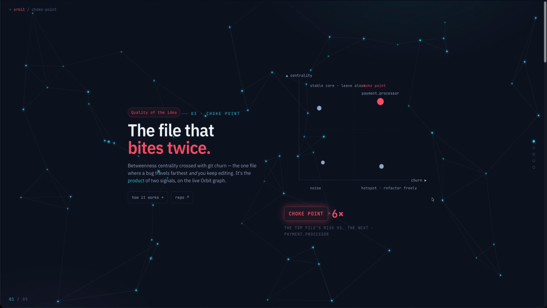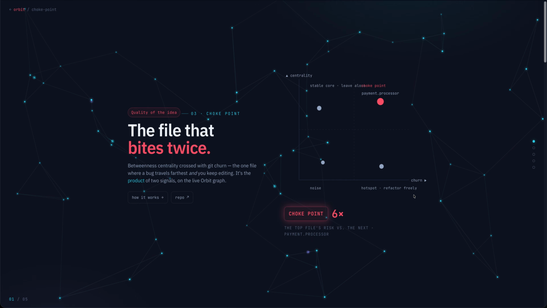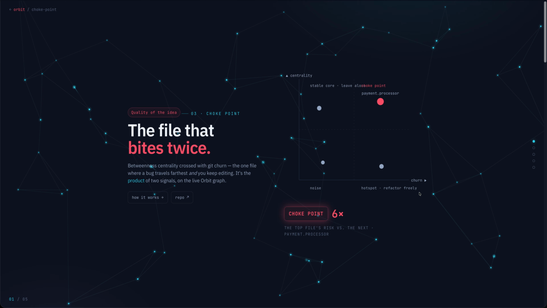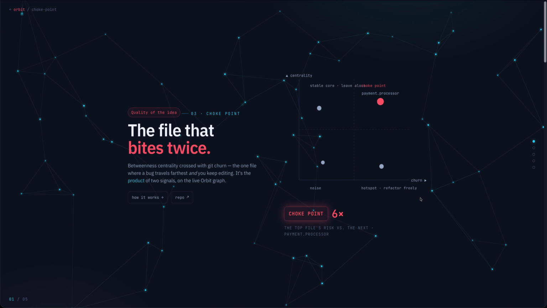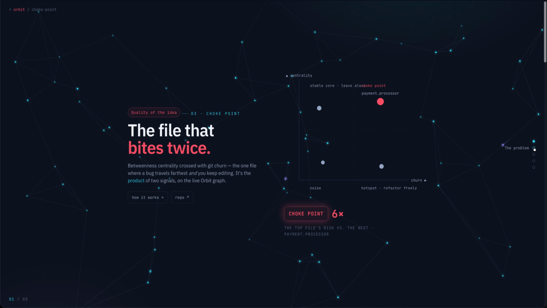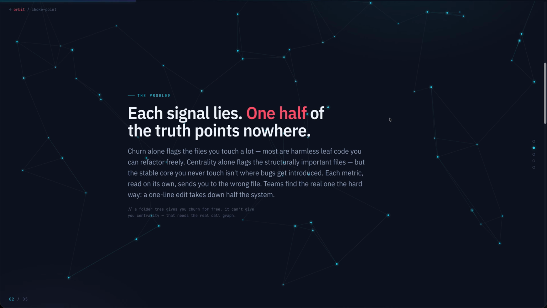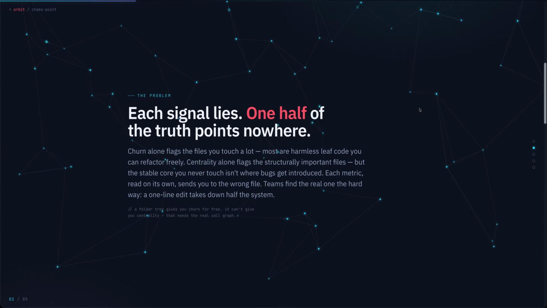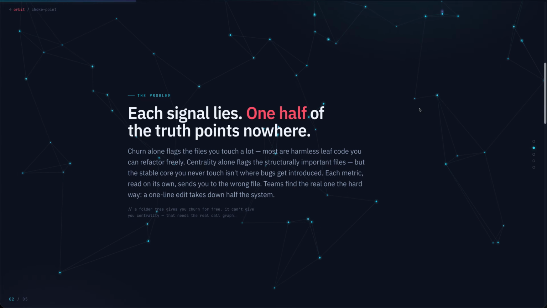To find risky code, us developers usually rely on metrics, but the problem is those metrics only tell half the truth. And well, one half of the truth doesn't really point anywhere. It isn't really helpful, right? So if you look at git churn, like how often a file is edited, you will mostly flag harmless UI because of course it changes constantly. But the risk is isolated in that case.